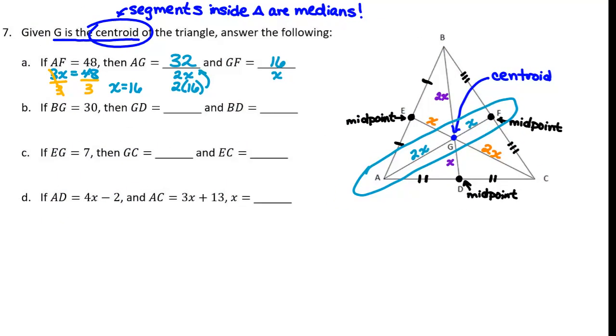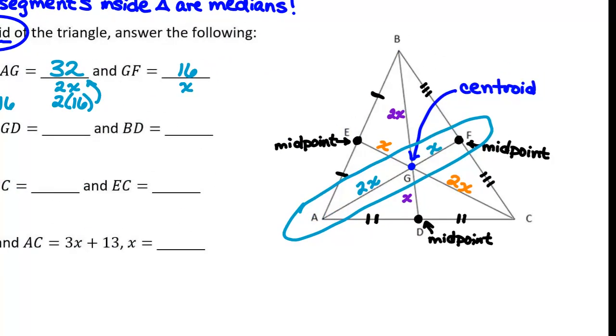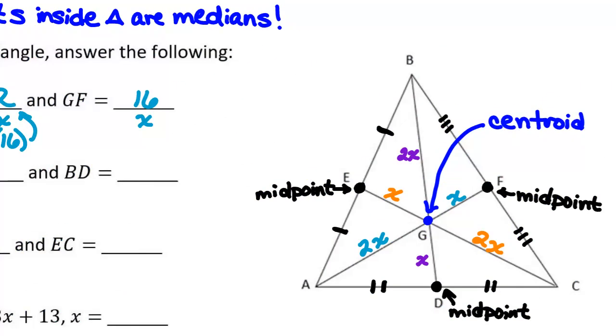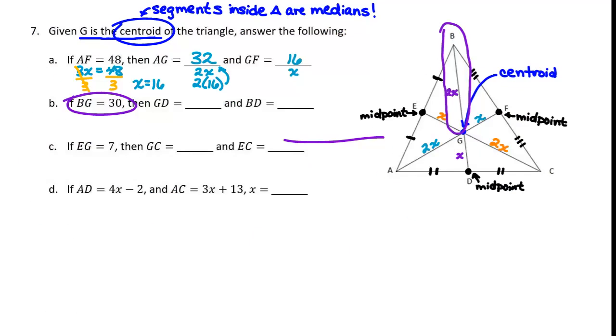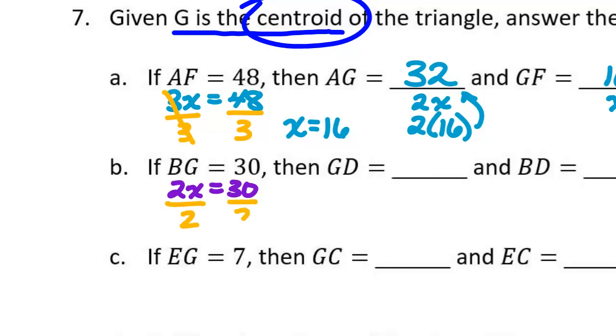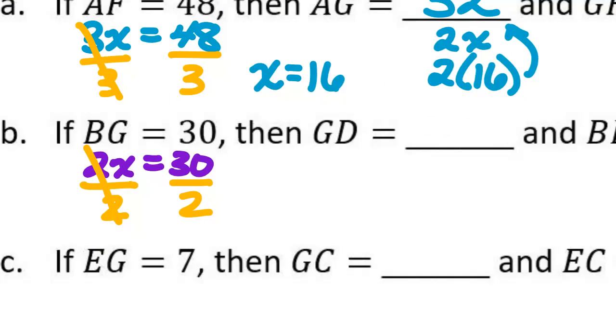So far, so good? All right, let's look at the next one. The next one says from B to G is 30. Well, here's B, and G is that centroid. How do we have that labeled on the picture? From B to G is labeled as 2x. So 2x is equal to 30. If 2x is equal to 30, how big is x? 15.